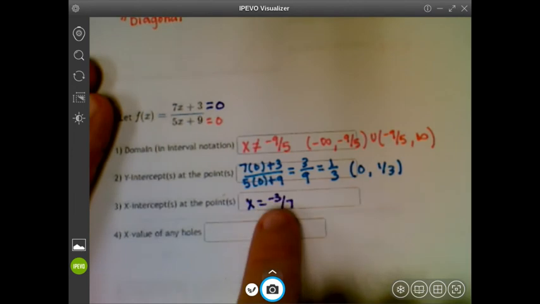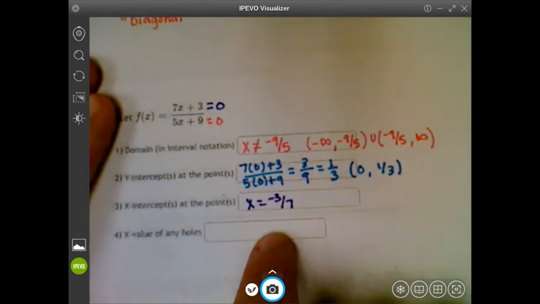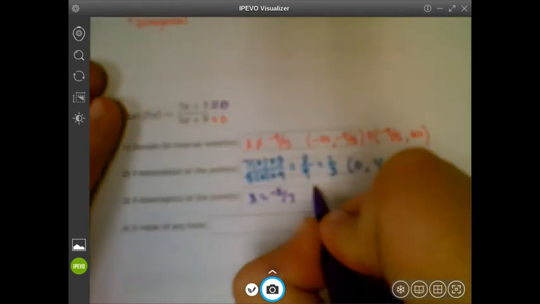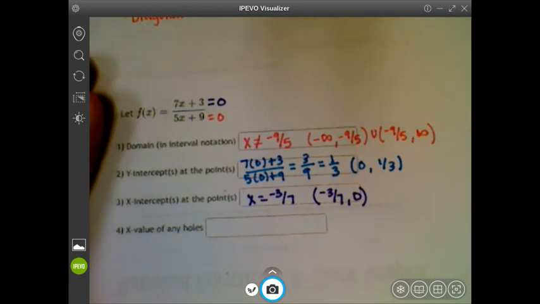And then you do just have to make sure, does negative 3 over 7 make the bottom equal to 0? Well, we said no, it didn't, right? So that means it is just an x-intercept. So its coordinate point would be negative 3 over 7, comma, 0.